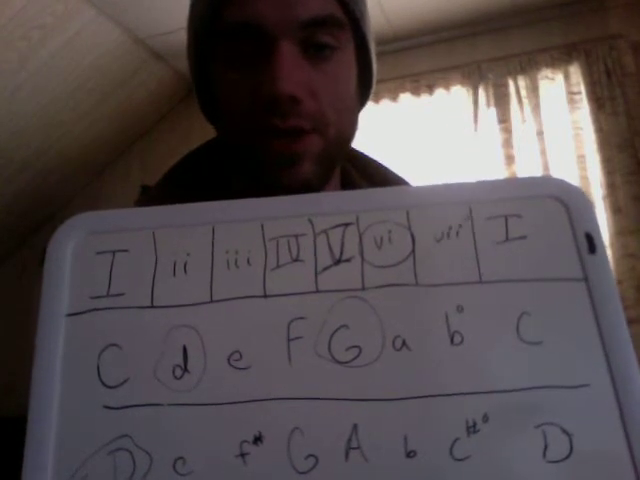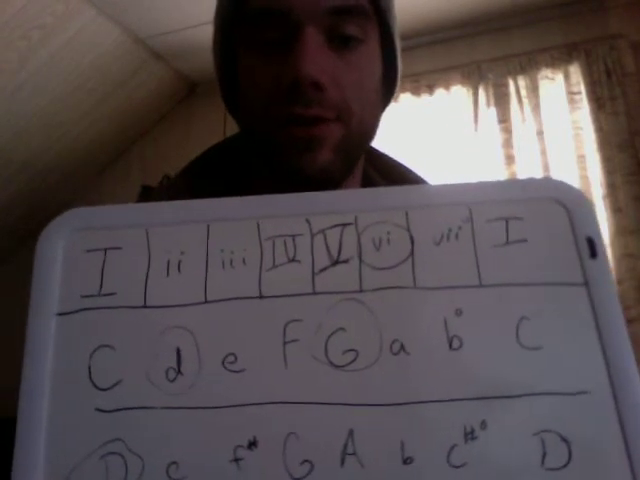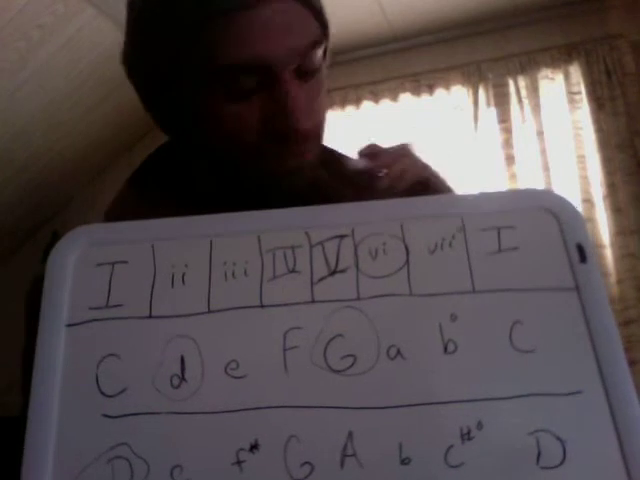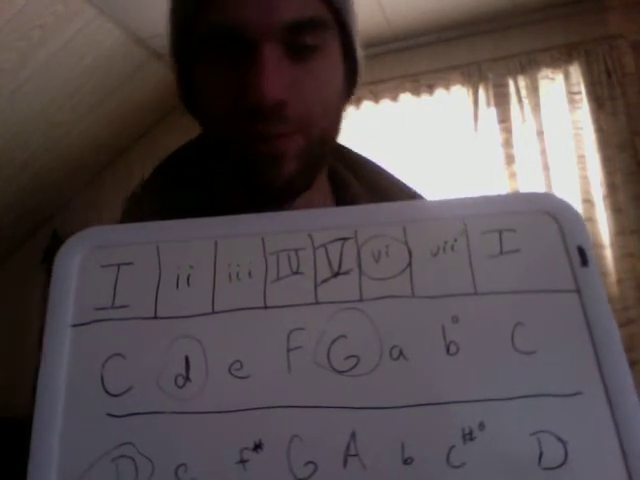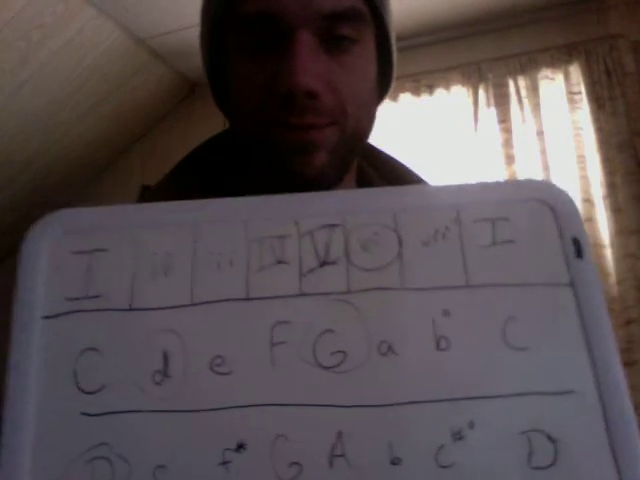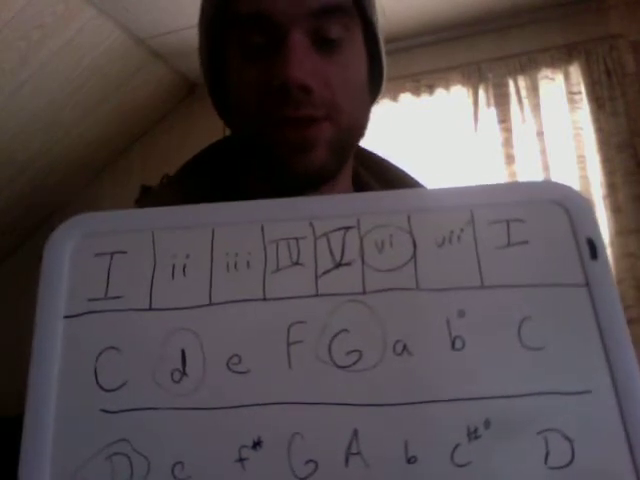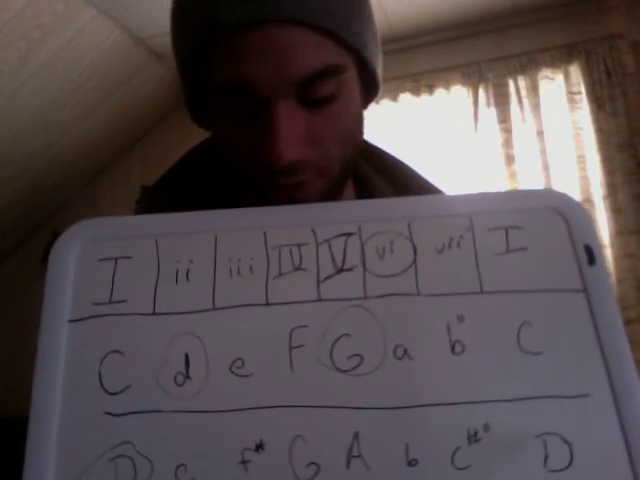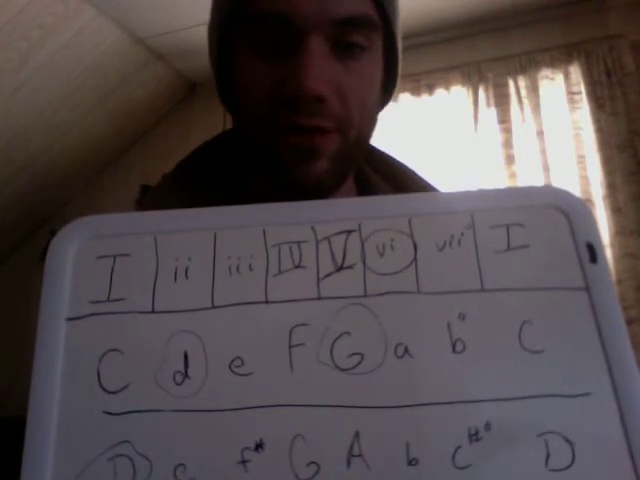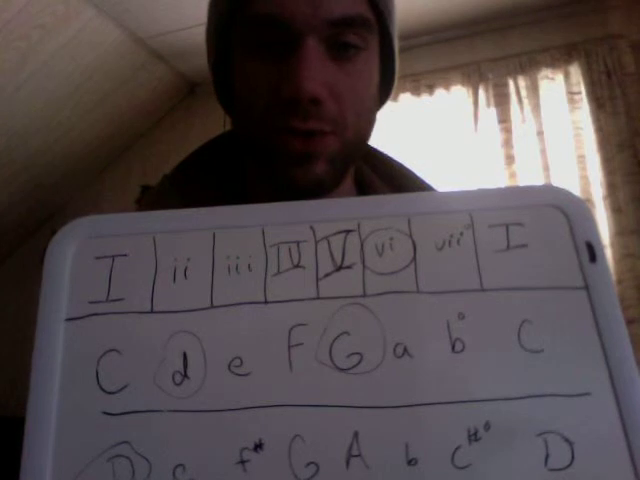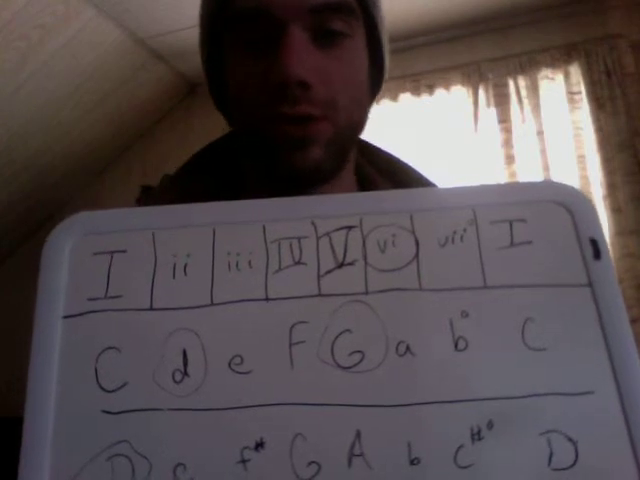B is a diminished chord in the key of C major because of how it's spelled: B, D, and F. Now a B major chord is typically B, D sharp, and F sharp, but we've lowered the 5 and the 3, making it a diminished chord. It's your ugly jazzy chord, however you want to look at it.